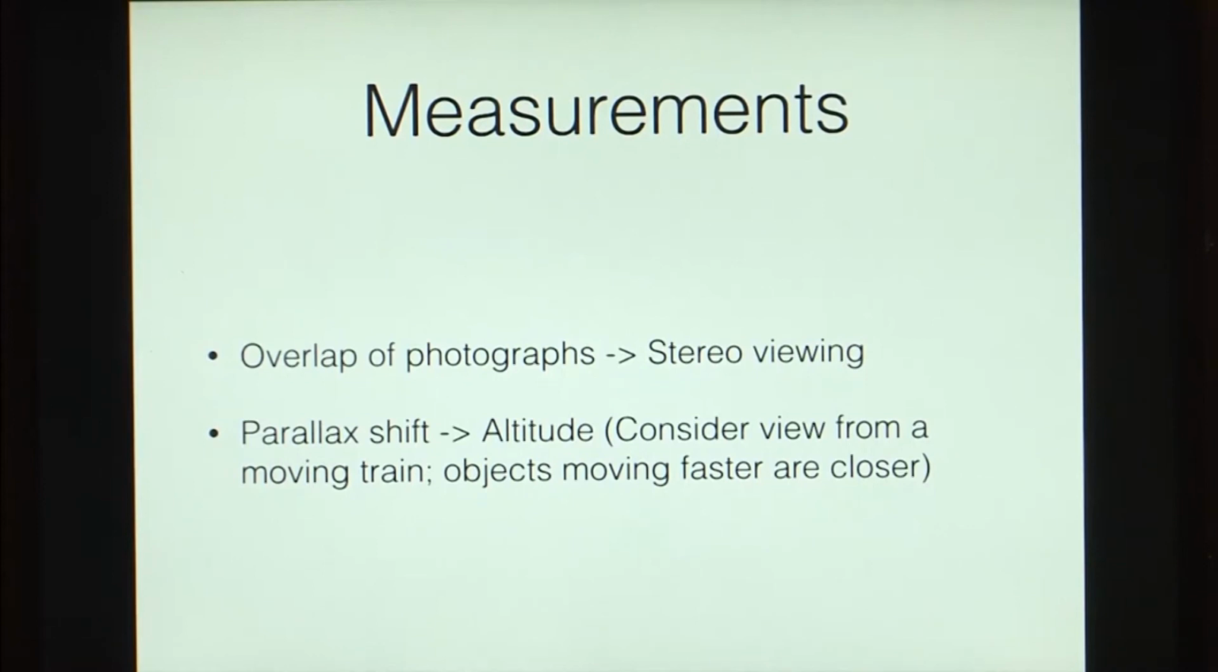Now, coming back to the slide, we will also be measuring the parallax shift, which would give us the altitude. So, what do we mean by parallax shift? Consider the view from a moving train. When you look outside the window of a moving train, you can see all trees and all objects that are outside as moving in the opposite direction, but the objects that are closer by will be moving at a faster speed as compared to the objects that are far from you, and the objects that are very far might even appear moving parallel to the direction of the train. So, that is known as the parallax shift.